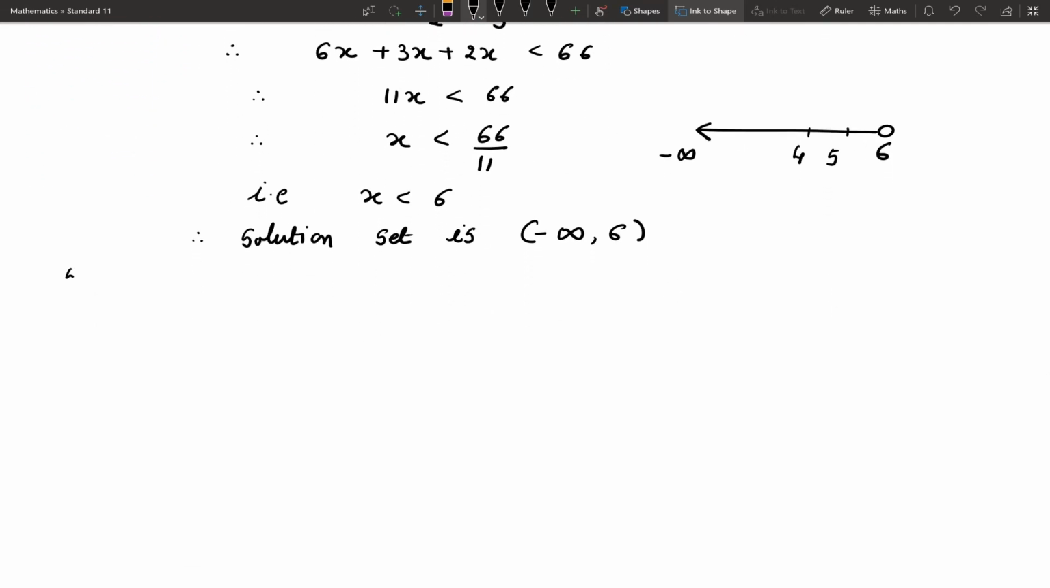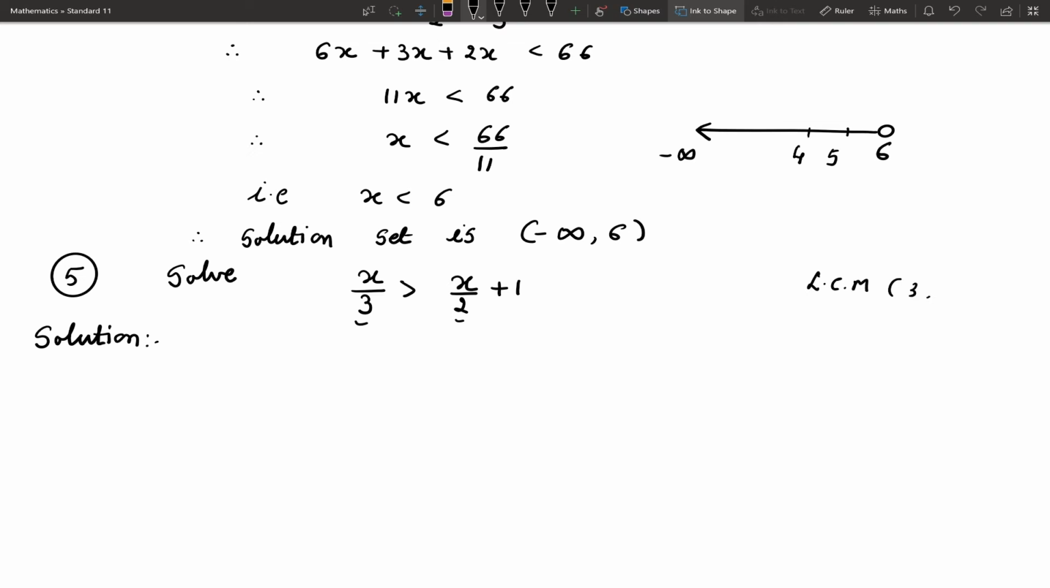Next one, solve for real x: x by 3 greater than x by 2 plus 1. Again, first you take LCM of 3 and 2, which is 6. So we will multiply both sides by 6.